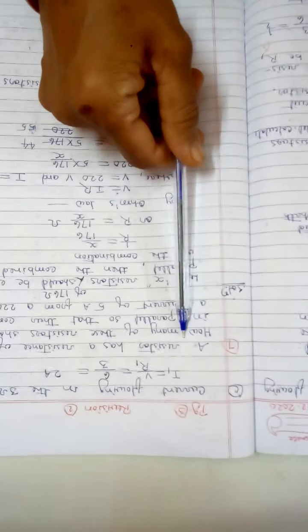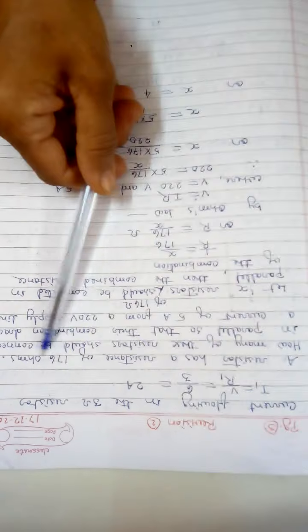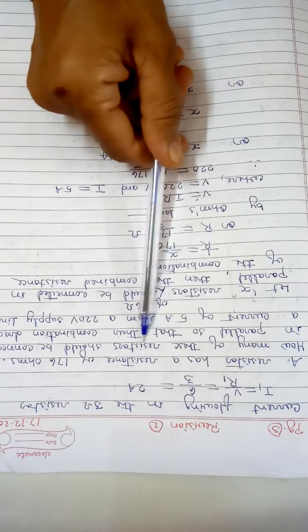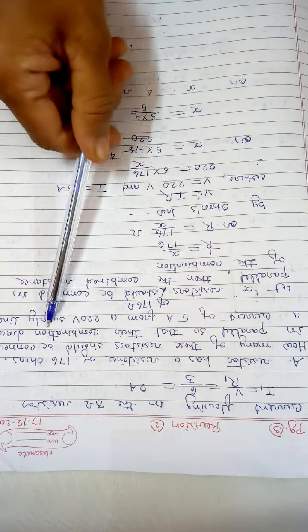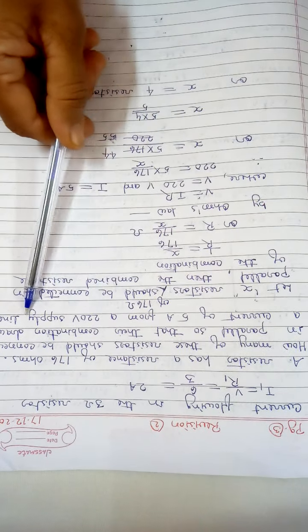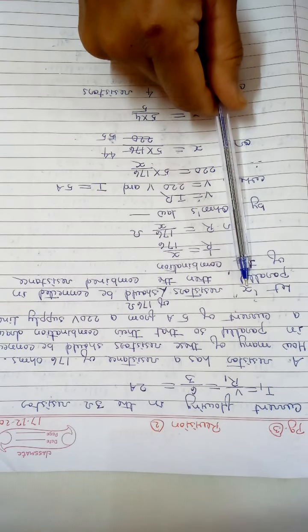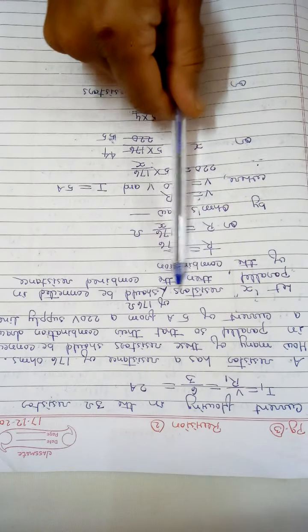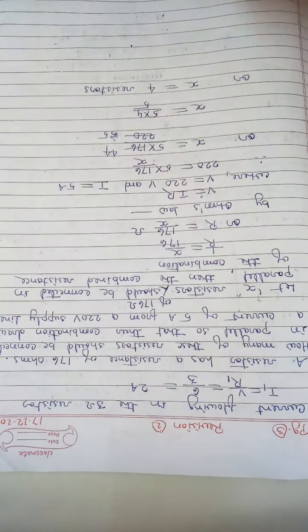The last question: a resistor has a resistance of 176 ohms. How many of these resistors should be connected in parallel so that their combination draws a current of 5 ampere from a 220 volt supply line? Let X resistors of 176 ohms be connected in parallel.